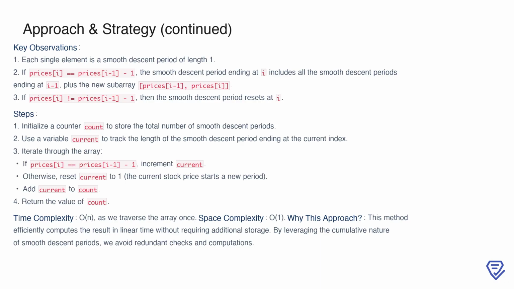To implement this, we initialize a counter, count, to store the total number of smooth descent periods, and a variable, current, to track the length of the smooth descent period ending at the current index. As we iterate through the array, we either extend or reset the descent period based on the condition, adding current to count at each step. This approach runs in O(n) time and uses O(1) space, making it highly efficient.